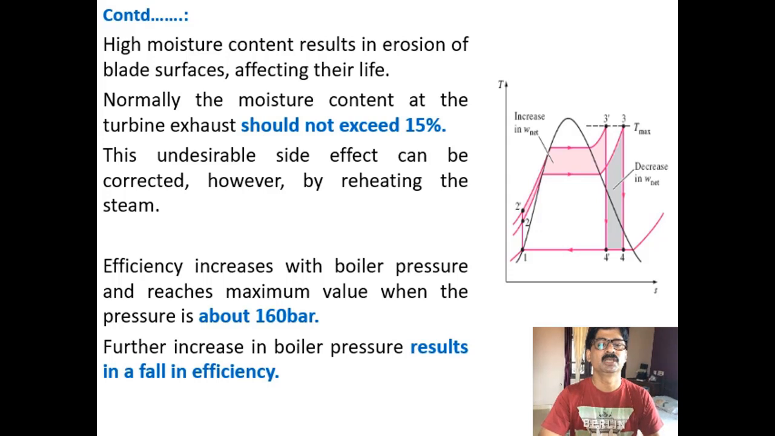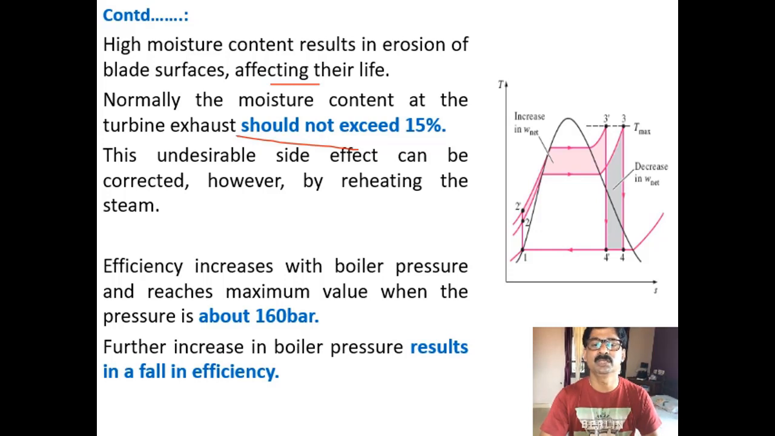Now the high moisture content results in erosion of the blade surfaces, affecting their life. Normally the moisture content of the turbine should not exceed 15%. Earlier I once said 10%, but the maximum you can go up to is 15%. This undesirable side effect can be corrected by reheating the steam.